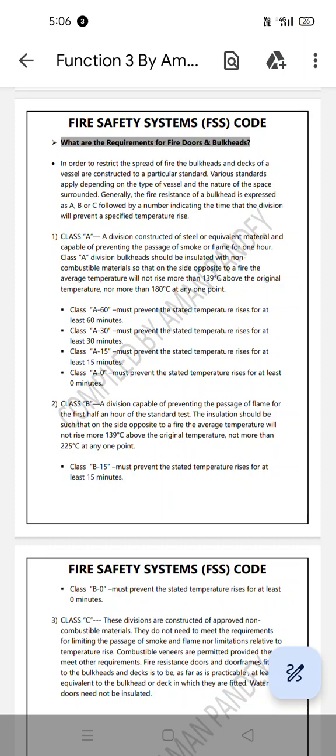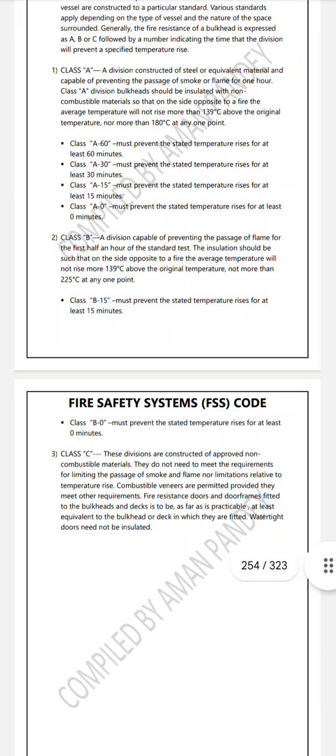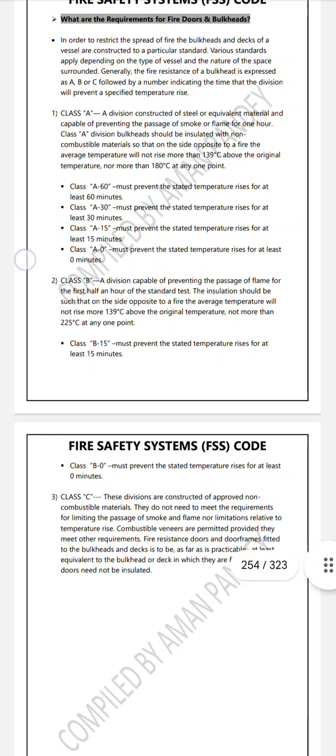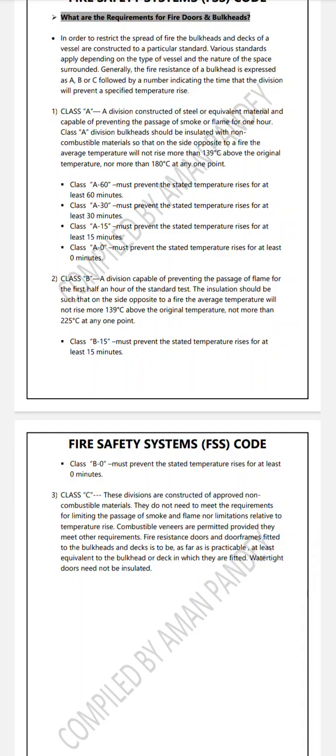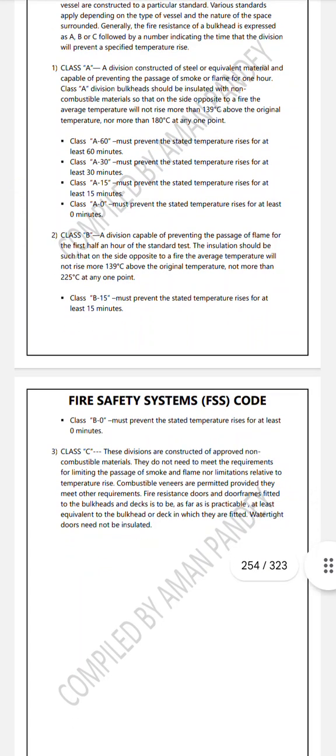Each division bulkhead should be insulated with non-combustible material so that on the unexposed side of the fire, the average temperature will not rise more than 139 degrees Celsius above the original temperature, nor more than 180 at any point. Class B is a division capable of preventing passage of flame for the first half an hour. Only flame, not the smoke. The opposite side temperature should not rise above the original temperature by more than 225 degrees Celsius.